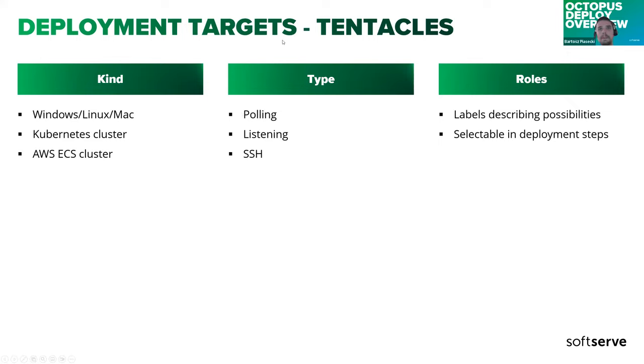We can also assign roles to deployment targets. And the role for the deployment target is, I would say, a label that describes the possibilities. So given the example that we have an ECS cluster, this ECS cluster can host Fargate containers, or maybe it can host specific applications. You would have the application name as a role. Sometimes it's also necessary to choose the role in your deployment steps. Those are custom, you can name them as you want. So there are a lot of possibilities when it comes to choosing roles for your deployment targets.